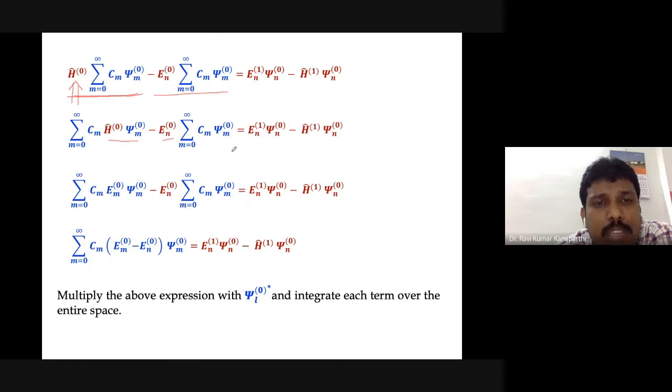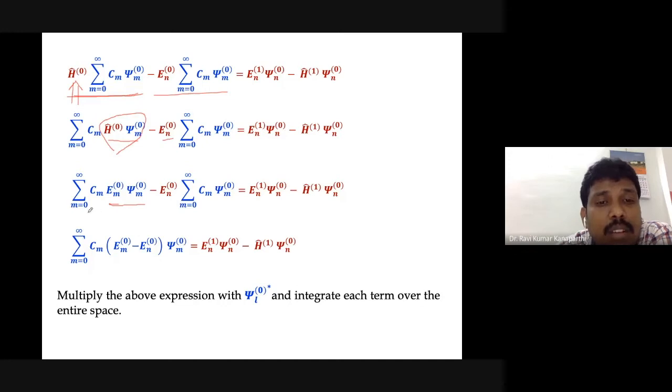We just keep it as such. And here you know that when H0 operates upon the eigenfunction psi m of 0, we will get the eigenvalue, right? We will get the eigenvalue. So that is what is done here. So we got the eigenvalue.